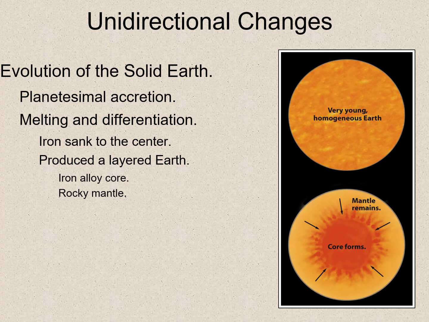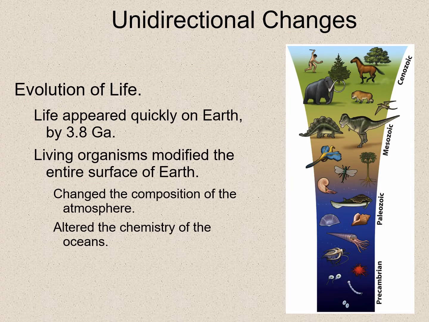So the formation of the solid Earth would be a good example of a unidirectional change. We start out with a very young homogeneous Earth that's just like a blend of different things as it's still very hot. And then as the planet started to cool off, the heavier material, the iron alloys, kind of migrated towards the center to form the core, and then the mantle remains much more rocky and iron-based, and then the crust itself is full of oxygen and silica. So we have a differentiated Earth that happened once as the planet was cooling. It was unidirectional, and then it didn't start over and do it all over again.